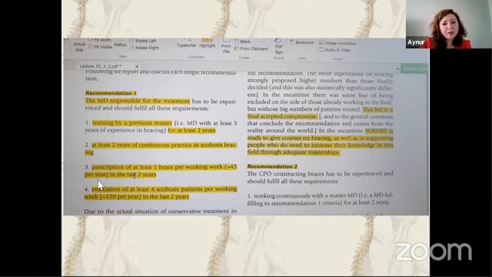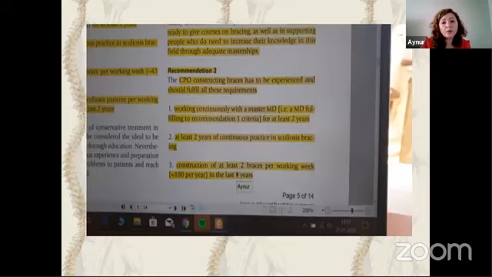They must be trained by a previous master for at least 2 years. They must have at least 2 years of continuous practice in scoliosis bracing. Prescription of at least 1 brace per working week in the last 2 years. And evaluation of at least 4 scoliosis patients per working week in the last 2 years. As you see, it is not a game. It is a real problem, and we must work together.